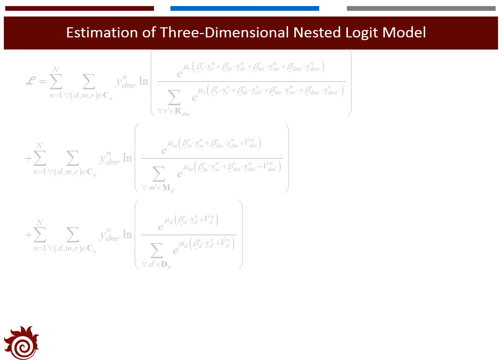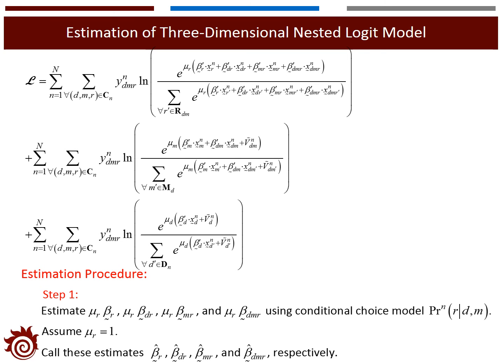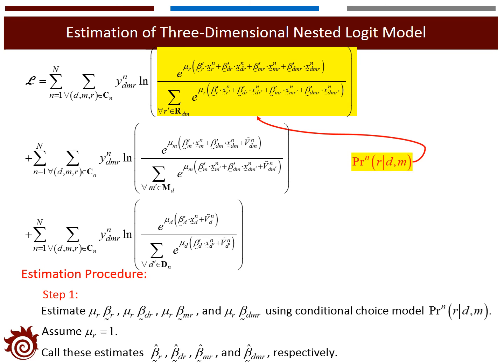Now for the model estimation. In the first step, we will estimate mu_R times beta_R, mu_R times beta_DR, mu_R times beta_MR, and mu_R times beta_DMR using the conditional probability of R given D and M. Here we assume that mu_R is 1, and then we can apply the regular MNL model estimation to get the estimated values for beta_R, beta_DR, beta_MR, and beta_DMR.